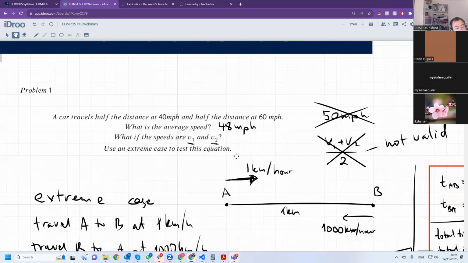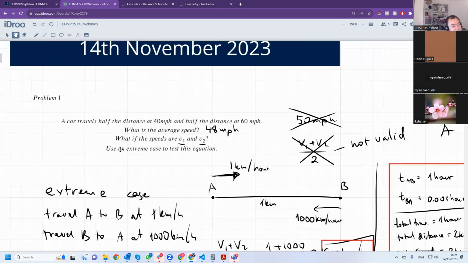They spend a different amount of time. If I said it travels half the time at 40 and half the time at 60, the answer would be 50. But because it says half the distance, it takes more time to travel the first half of the distance than the second half. Therefore, you need to take that into account. This is why it doesn't work.